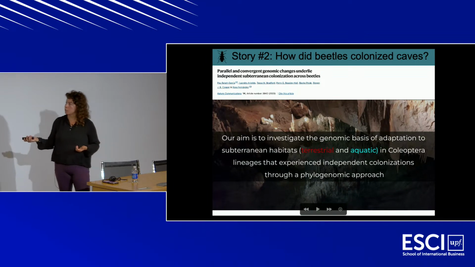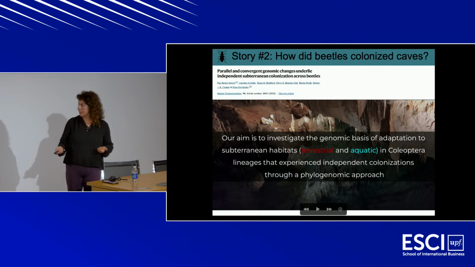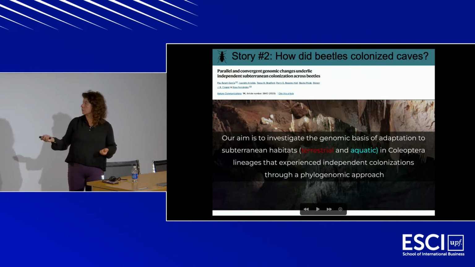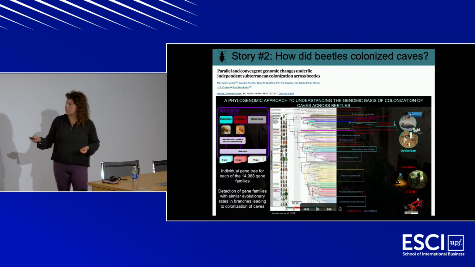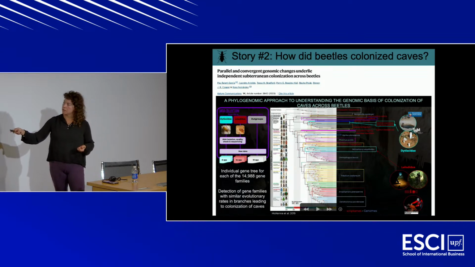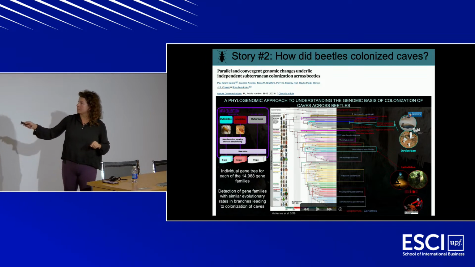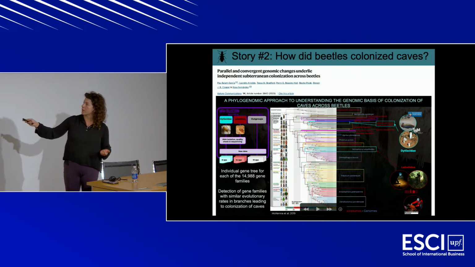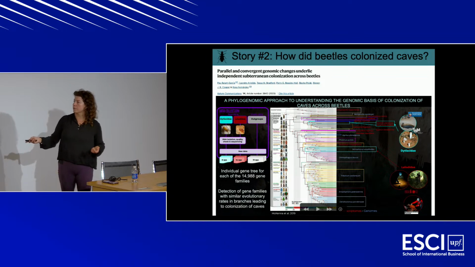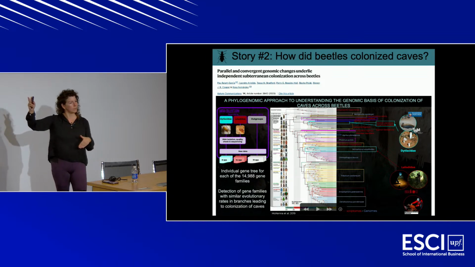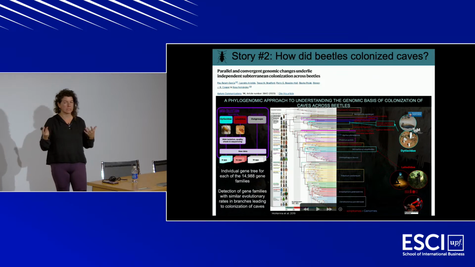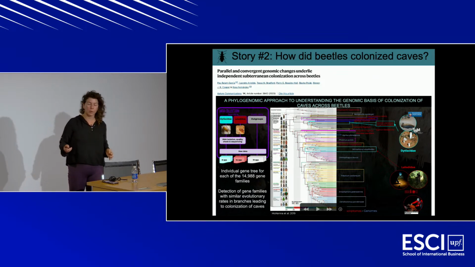So again, our aim was to investigate the genomic basis of this adaptation to subterranean environments in both terrestrial and aquatic beetles. What we did is go to the field, go to the lab, and end up with many transcriptomes. This is the backbone of the beetle tree of life, and we were marking the representatives that span the full tree of life of Coleoptera. So we have a good representation of what's going on within the full order.